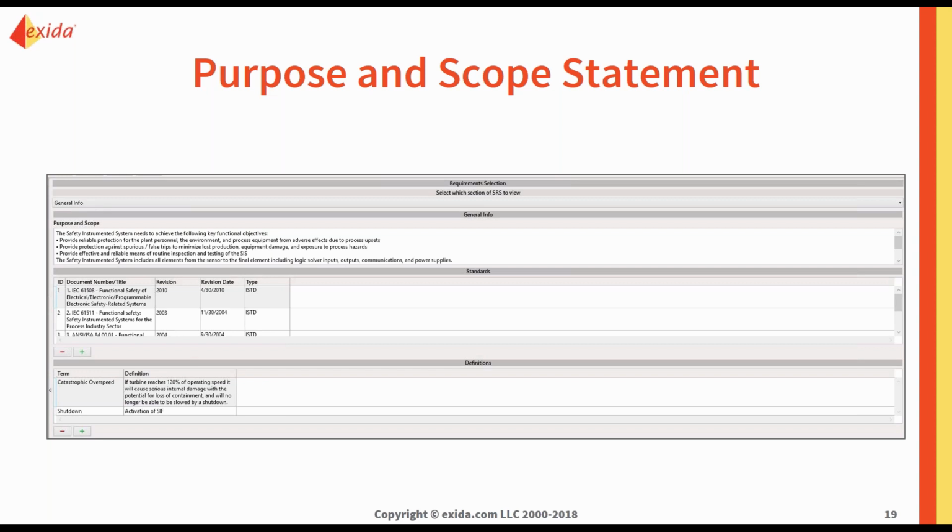And this is sort of just a statement of what you're trying to achieve with the safety instrumented system based on your application. We then have references and standards. So here we have IEC 61508, 61511, ISA 84, all of the standards that might apply directly to your functional safety. You can add or delete these as needed. You can also put in references such as your P&ID, your bill of materials, anything like that that you might already have set for this.